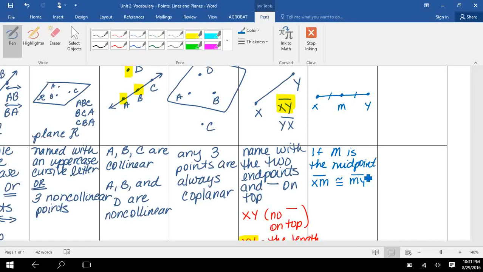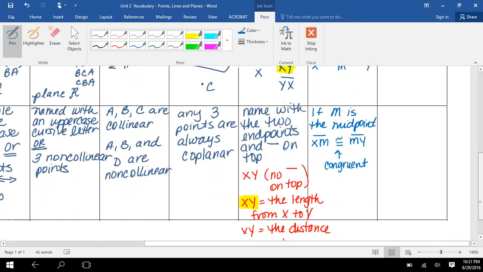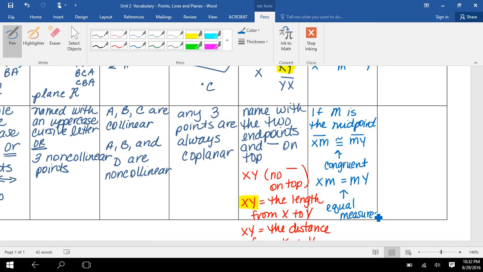What does it mean to be congruent? Congruent. It means having the same measure or equal measures. So if you see that two segments are congruent, you know that the two measurements will be equal. If the segments are congruent, the measurements will be equal. You'll hear me say that quite a bit.